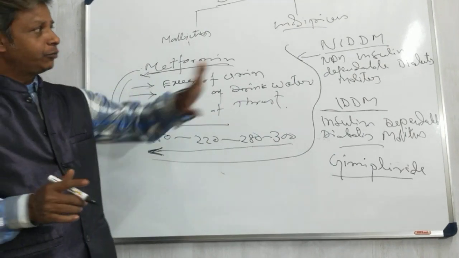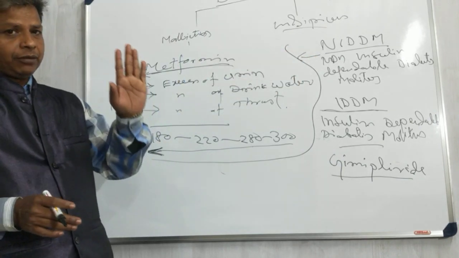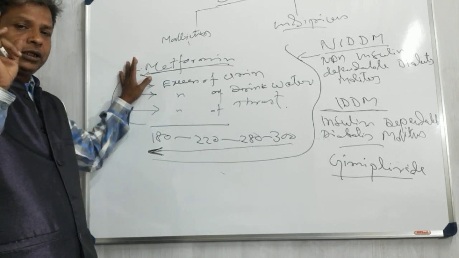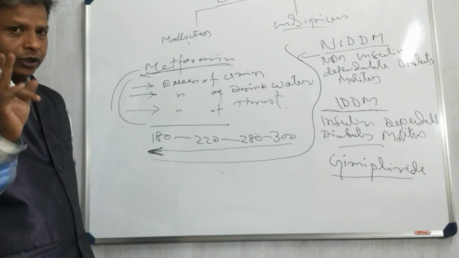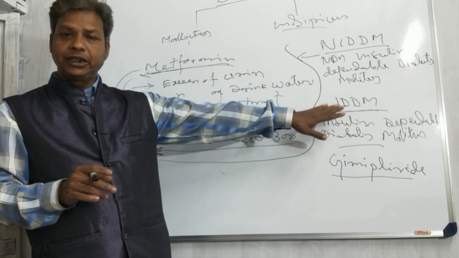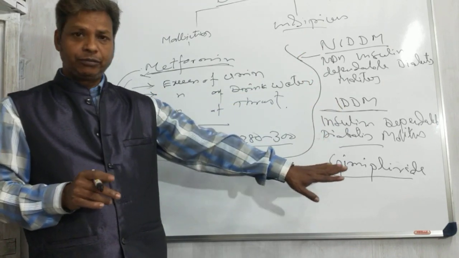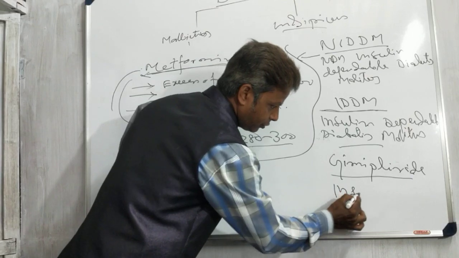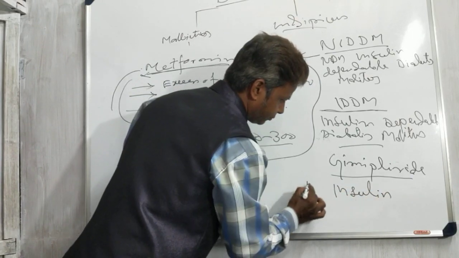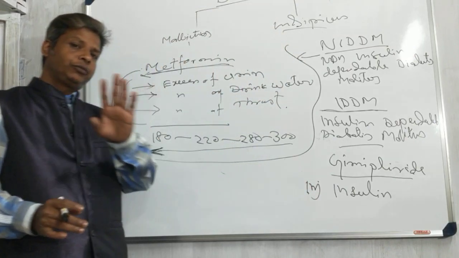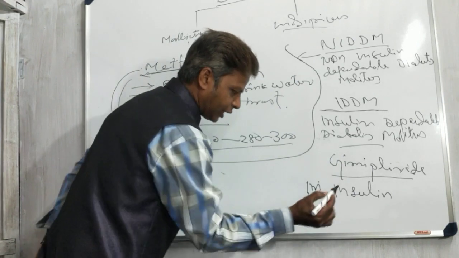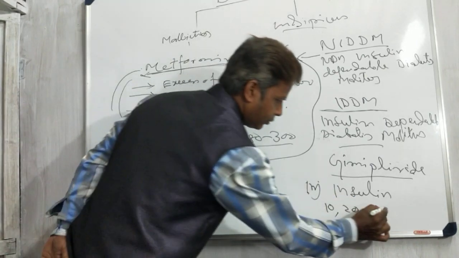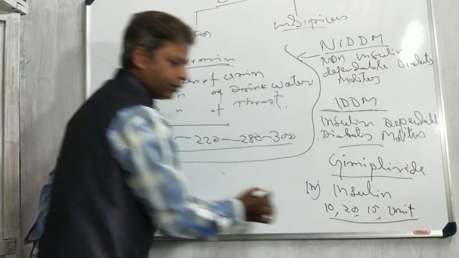First of all, when you suffer from NIDDM, that means non-insulin dependent diabetes mellitus, then you take metformin. This is the initial dose where you will come to feel better and well. When you suffer from IDDM, that means insulin dependent, then you take glimepiride. Otherwise, take insulin injections. These injections will help you. They come as units, like 10, 20, 15, injectable.